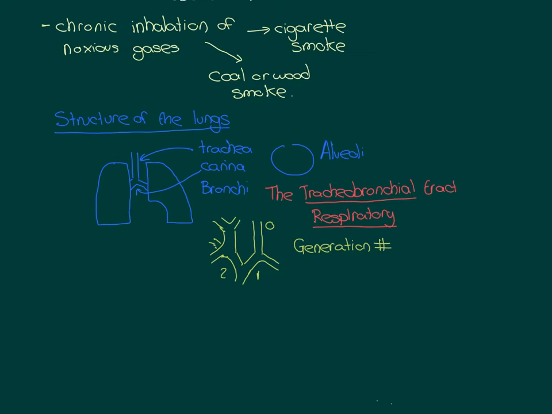This one here would have generation number 3, and these 2 here would have generation number 4. So you can follow the tracheobronchial tree down, and you can ascribe to every airway that you go through a generation number, and that's one of the ways that we can make sense of the tracheobronchial tract.